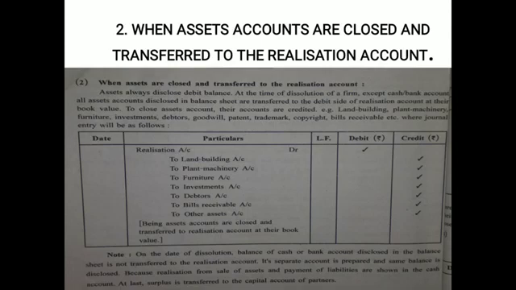etc. So what they are trying to say basically is that all the assets, you know very well, have a debit balance disclosed in the balance sheet. So all these assets accounts are to be closed and are to be transferred to the realization account.